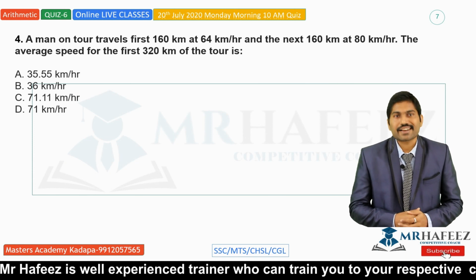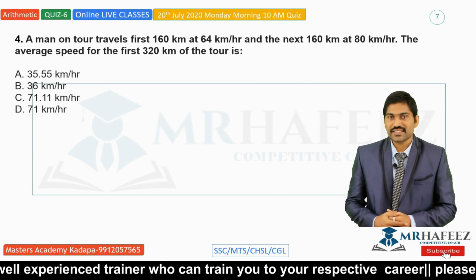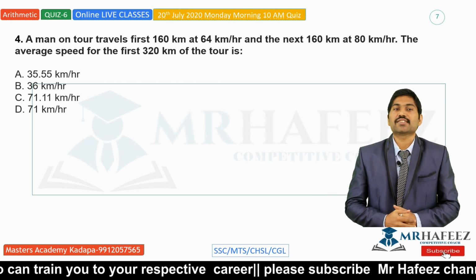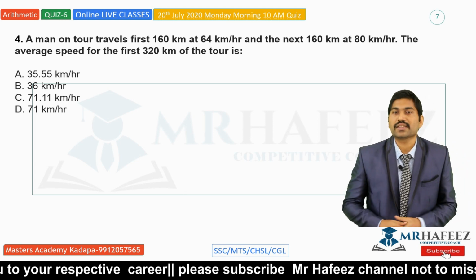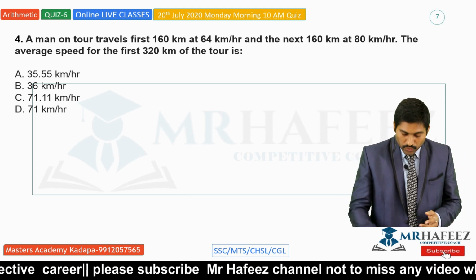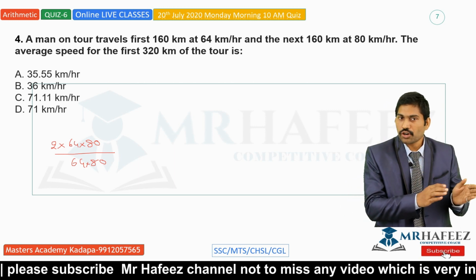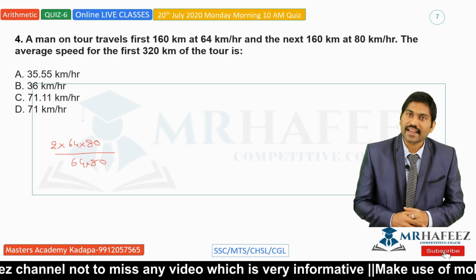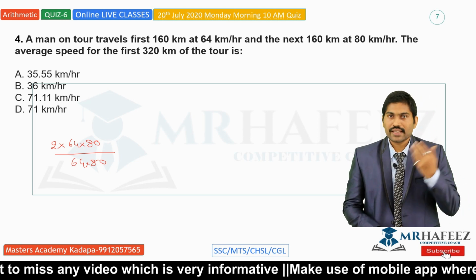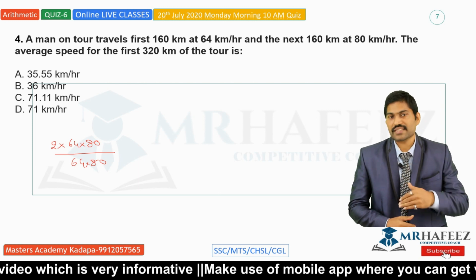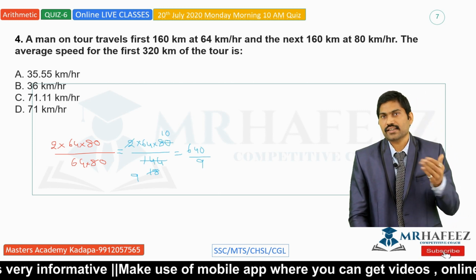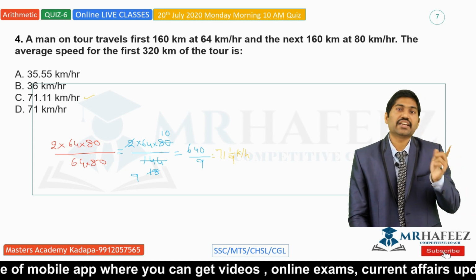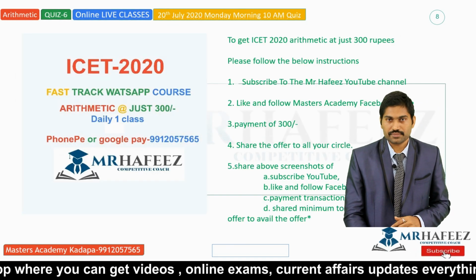A man on tour travels the first 160 kilometers at 64 kilometers per hour and the next 160 kilometers at 80 kilometers per hour. The average speed for the first 320 kilometer tour is? As you understand, the two distances, 160 kilometers and 160 kilometers, are equal. When the distances are equal, the average speed is 2 s1 s2 by s1 plus s2. Here 2 times 64 into 80 divided by 64 plus 80. After cancellation it's 640 by 9, which is 71.11 kilometers per hour. Answer over. Next.